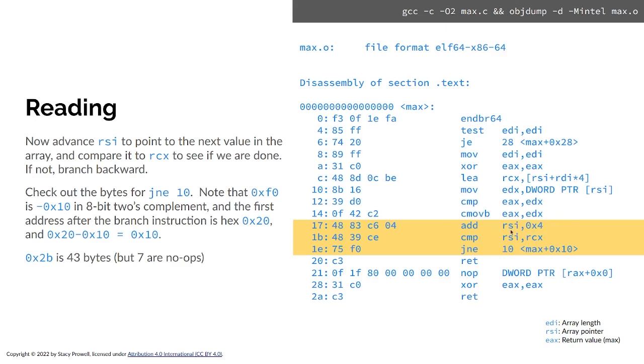So RSI initially pointed to the first entry in the array. Adding 4 to it means it now points to the next entry in the array. So we're not using an index variable. We're just advancing the pointer itself. How do we know when we're done? Well, we check to see if we've hit RCX. Remember, RCX was the first address past our array. So once we hit that, once those two are equal, we want to stop. So while they're not equal, we'll go back up here to 10. And once we're done, we return with our current value in RAX.